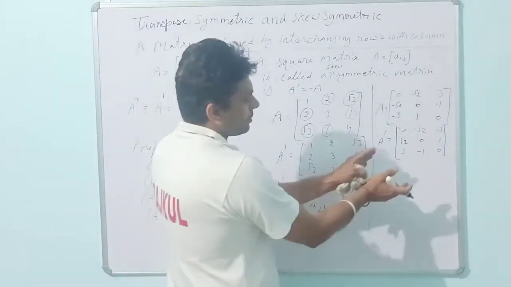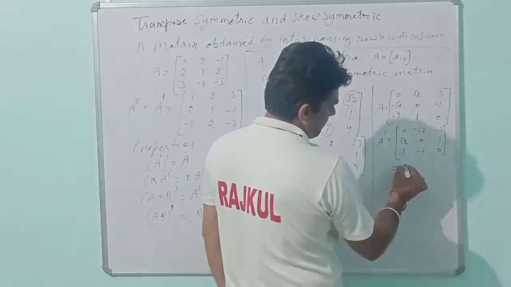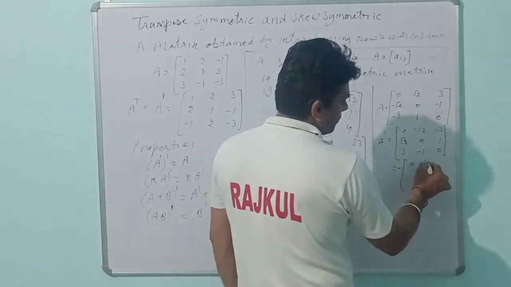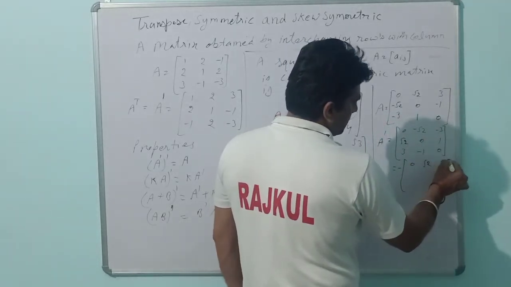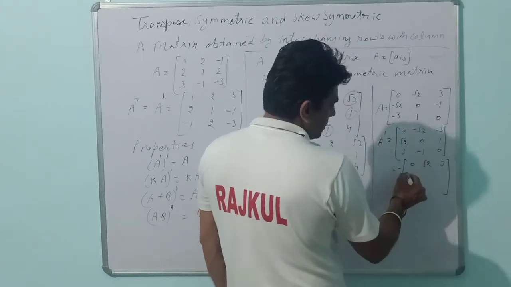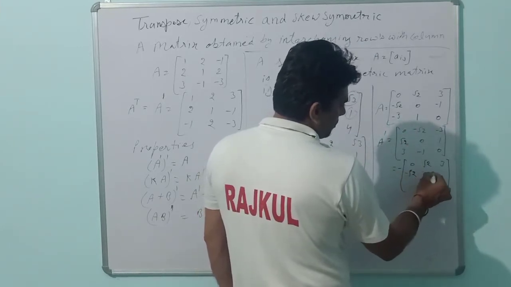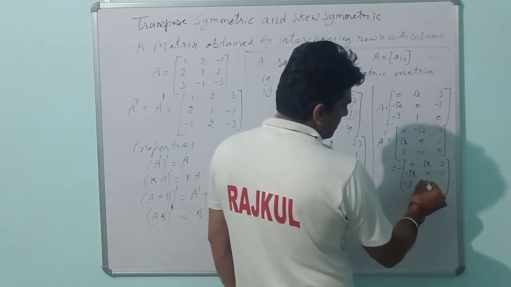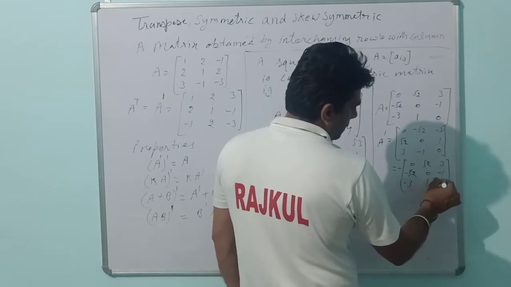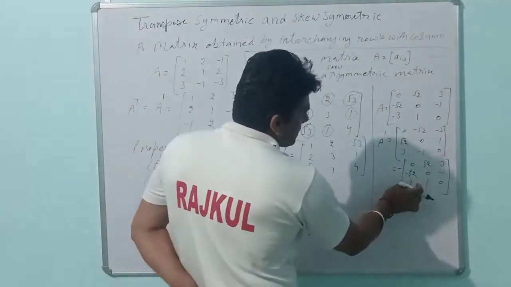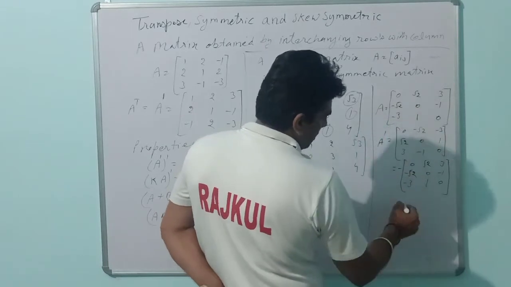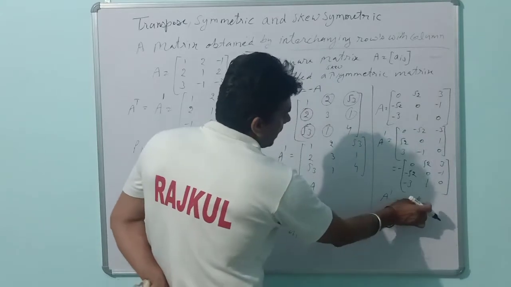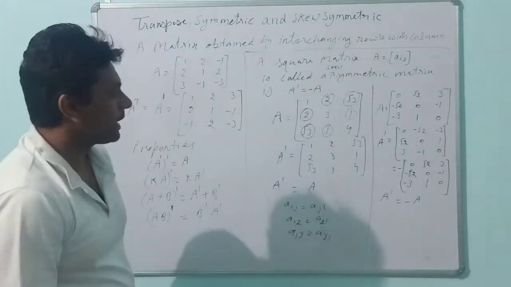Now if you take minus common from this matrix, 0, this minus becomes plus, this minus becomes plus. This is minus root 2, this 0, this is minus 3, and this is plus 1, and this is 0. And this are equal. So this is minus A. So this A matrix is a skew symmetric matrix.